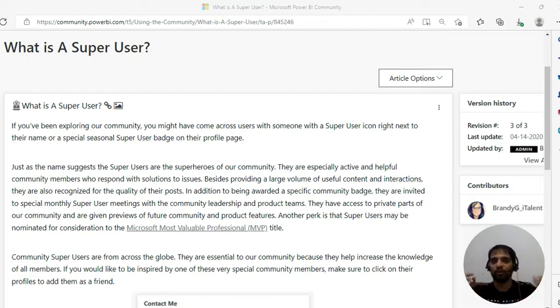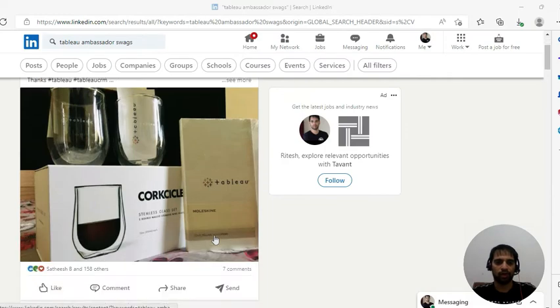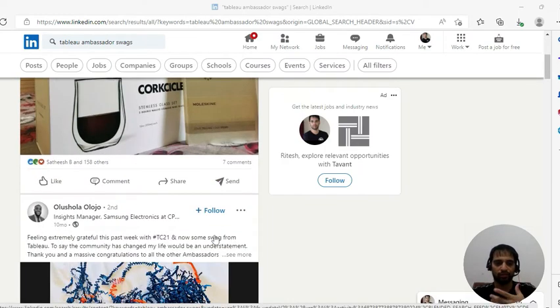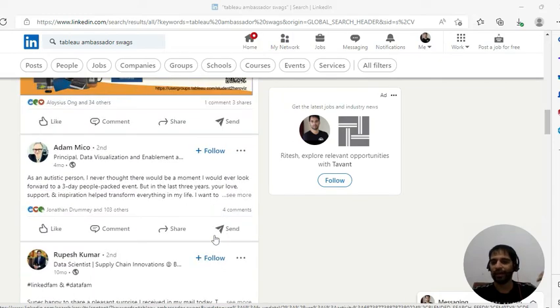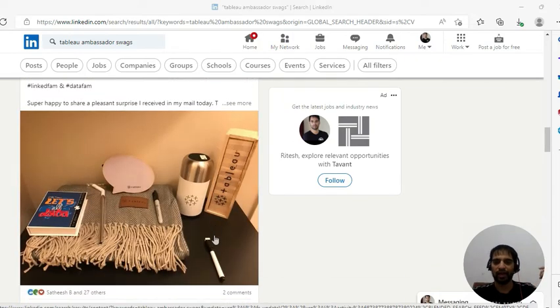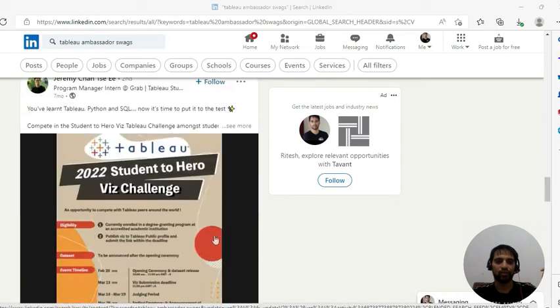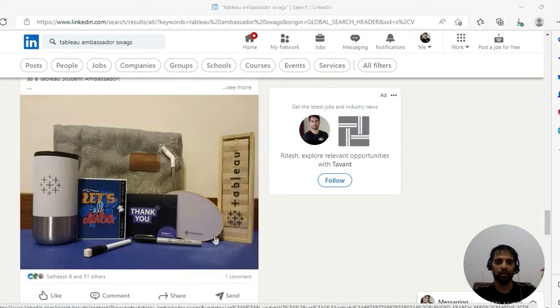Then with Tableau Ambassador, you get some swag, right? Some cool swag. So let us try to explore that part as well. Now I'm showing you some swag. There are some of the recent swags right now. I am no longer an ambassador, so I can show. I mean, I had a jacket, and that was quite cool. I still have that jacket, so you can see some of the swag over there, right? Look at this.